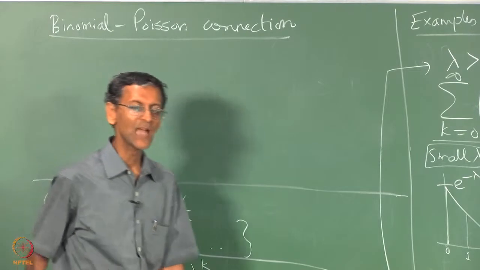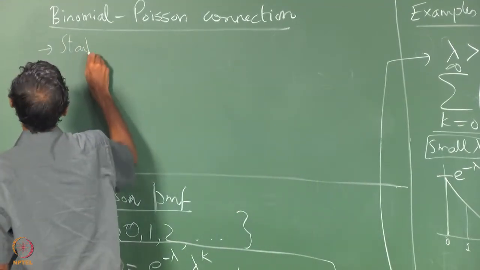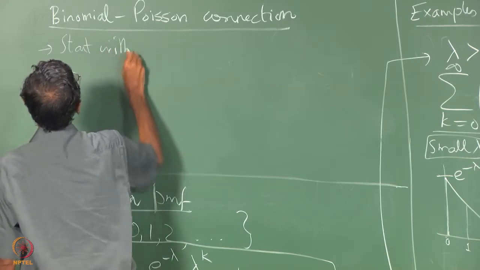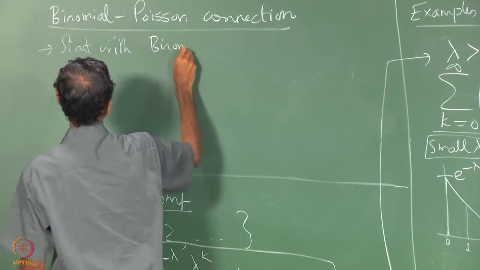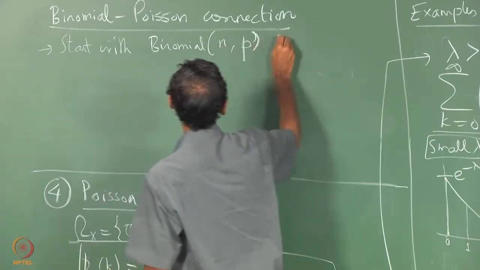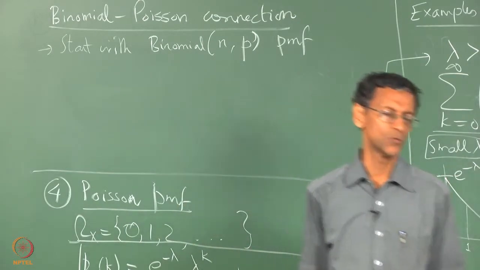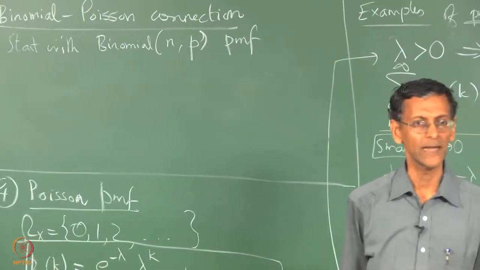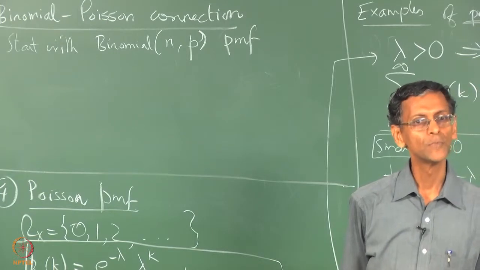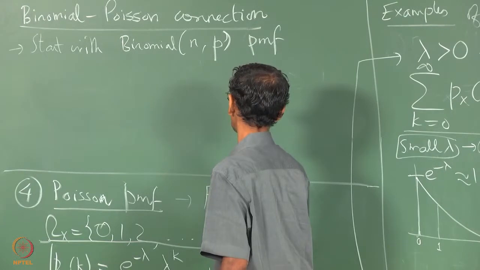So, this connection happens when we start with the binomial PMF. In fact, this is a notation which is often used to describe this PMF. You just say it is Binomial and you put n comma p, the two parameters of the binomial distribution. Similarly, how do you call this? You call this Poisson lambda.